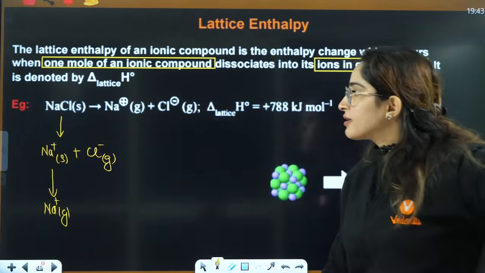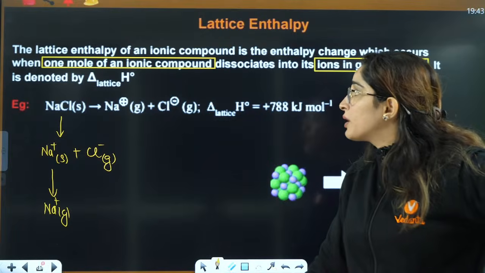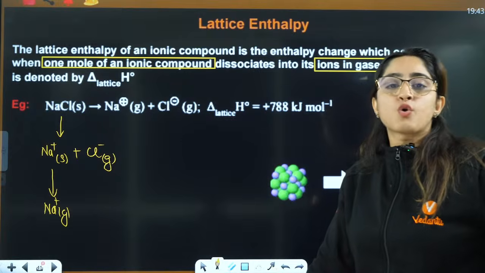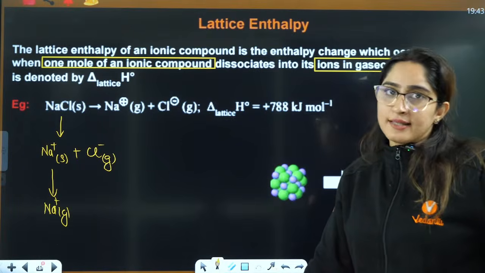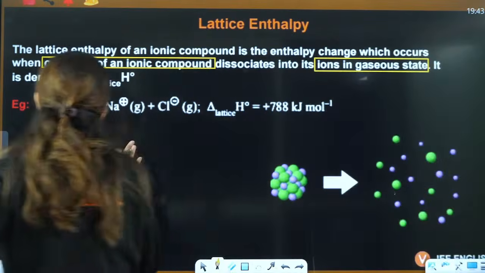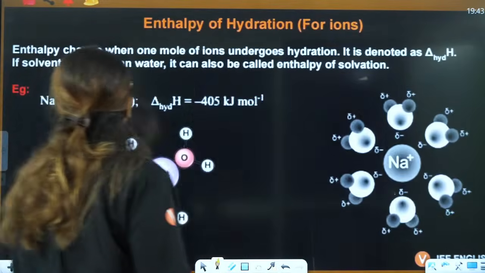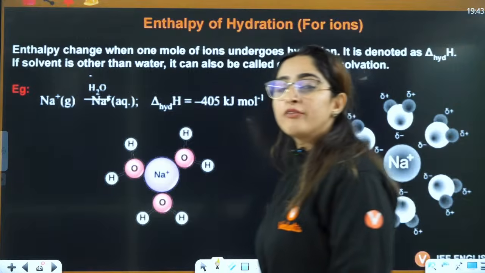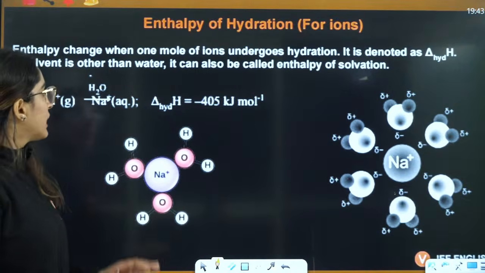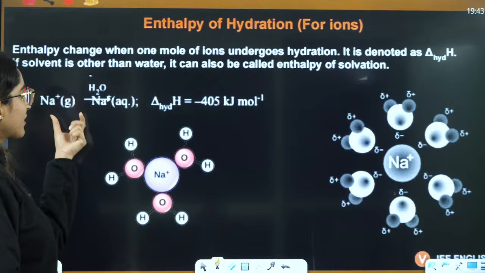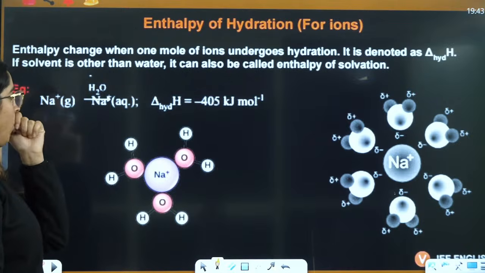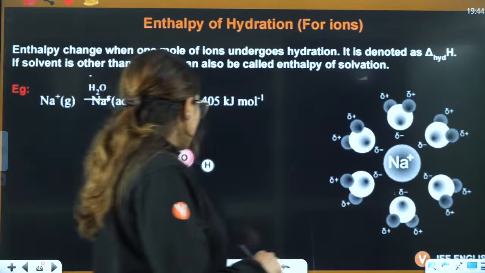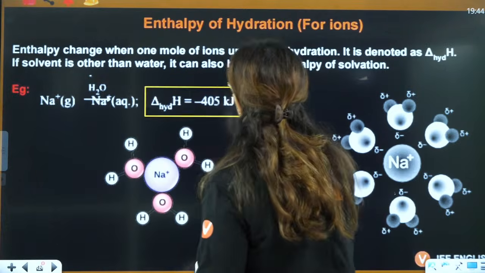So this is the enthalpy that is required here to convert this solid into the gaseous state ions, that is called lattice enthalpy. Next is enthalpy of hydration, and that is only for ions, right? If you have any ion which is in the gaseous state, when you put it into water, it is converted into aqueous state, then the enthalpy that is there is called enthalpy of hydration.